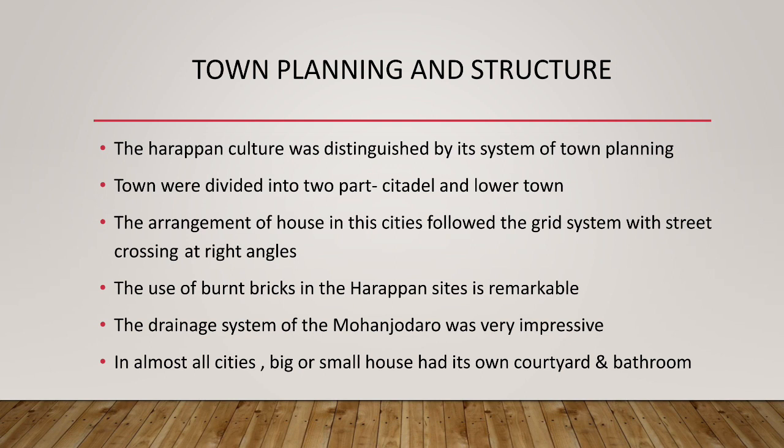Town planning and structure of Indus Valley civilization. The Harappan culture was distinguished by its system of town planning. Towns were divided into two parts. The first one is called the citadel and the second is the lower town. Mainly it is assumed that the citadel was for the richest and the lower town was for the people.